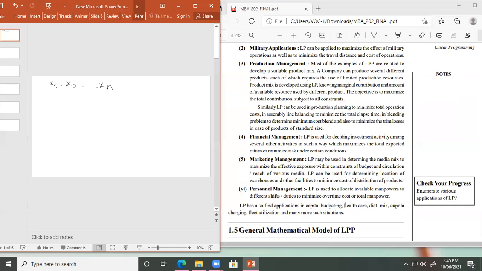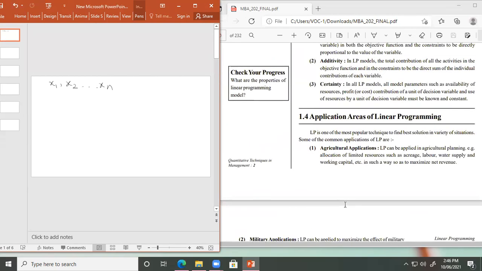Marketing management, it determines the media mix to maximize the effective exposure within constraints of budget and circulation reach of various media. Linear programming can be used for determining location of the warehouses and other facilities to minimize the cost. Okay, next, personnel management: linear programming is used to allocate available manpower to the different shifts or duties to minimize the cost and total manpower. So this is about applications of linear programming.